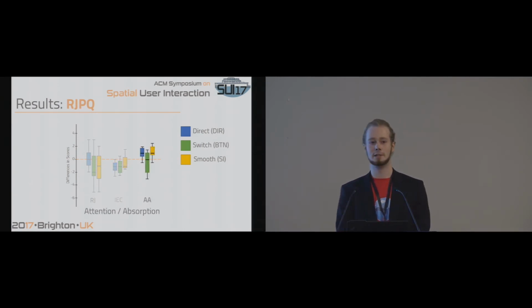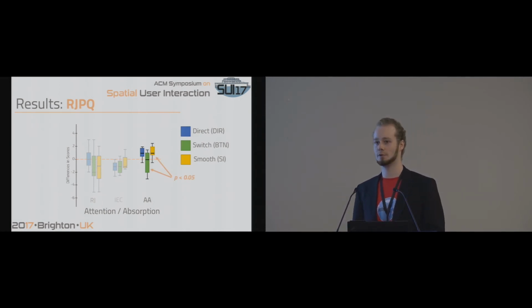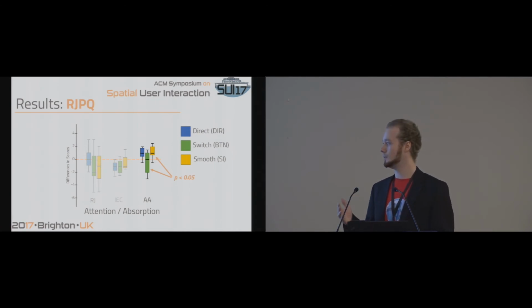The third group, attention and absorption, was kind of interesting, because here we can see that the switch immersion had a median of 0, while the direct and the smooth immersion had a better value of the attention focused on what was happening around them. And we even found a statistically significant value for the smooth immersion and the switch immersion. So it showed that the attention was more focused on the smooth immersion than on the immersion with the jump.